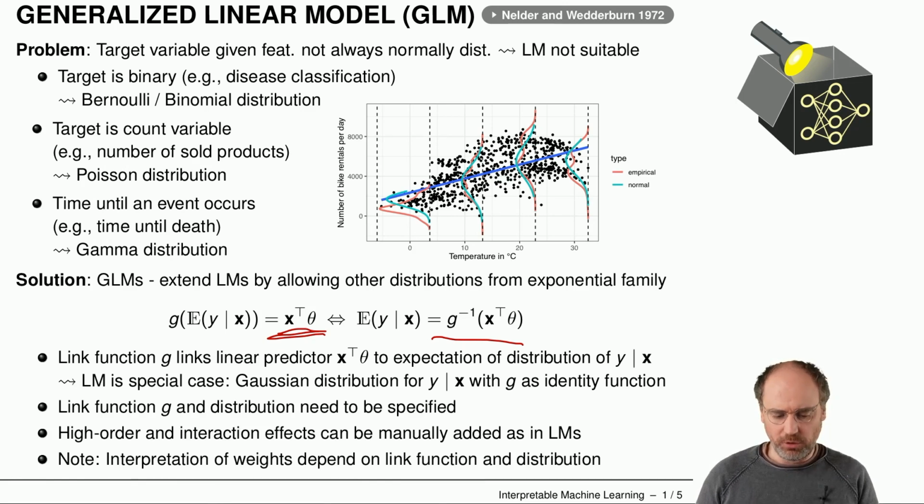Now, of course, we need to specify this link function, and we need to specify which distribution we want to work with. As for the linear model, if we want to work with higher order effects or interaction effects, we have to manually specify them or do something extra, like some extra feature selection procedure on top of this model. And of course, the interpretation of the weights will now depend on the link function and the assumed distribution, and this will become slightly more complicated than for the regular linear model, as we'll study now in the case of logistic regression.